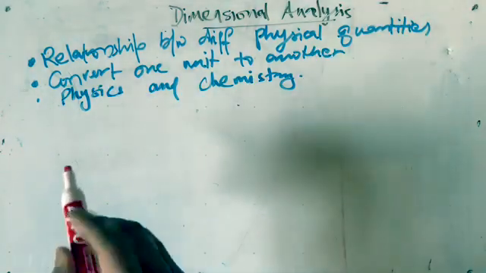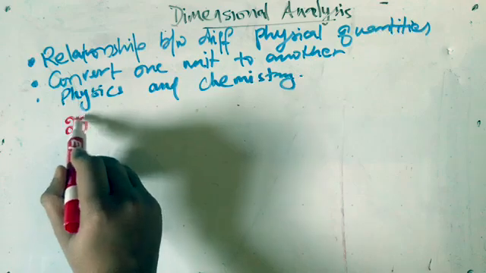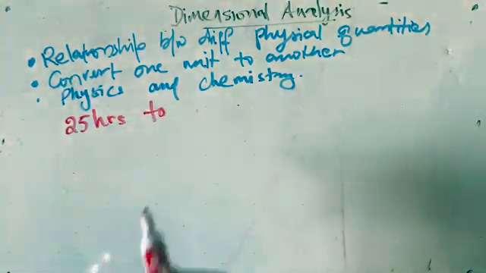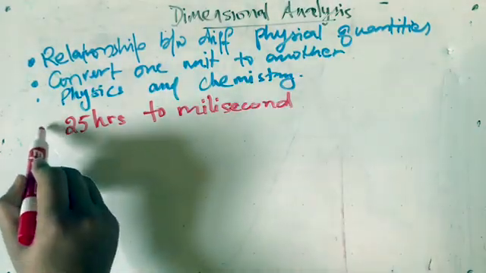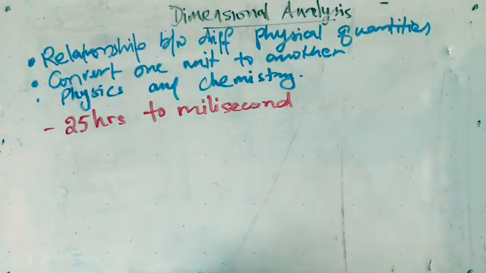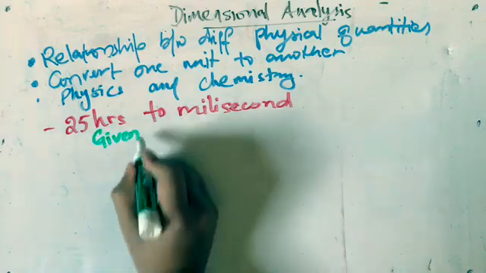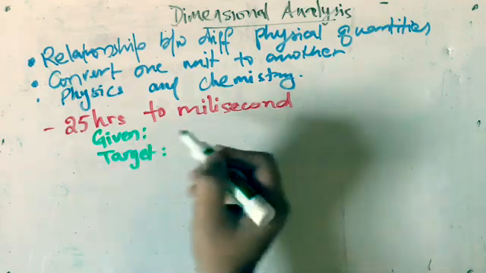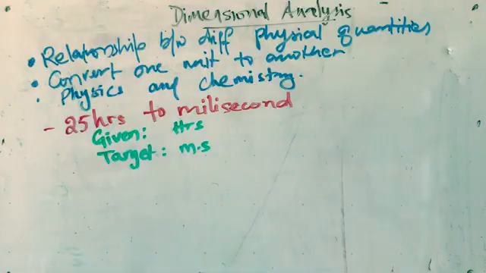To begin with, let's give you a simple example. Let's say we have 25 hours and you want to convert that to milliseconds. So that's given. And for beginners, I recommend always writing what's given and what your target is. In this case, we're given hours and our target is milliseconds.